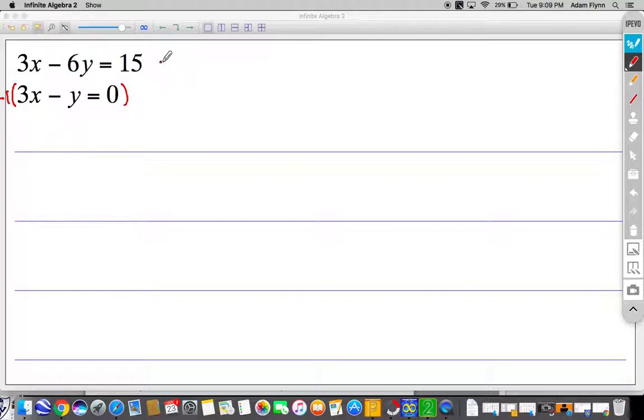So I've got my top equation that I'll rewrite over here. And now I've got my scaled equation. Okay, I call it scaled because I had to scale it by some factor. I multiplied the entire equation by negative 1. So when we do that, we get negative 3x plus y equals 0.